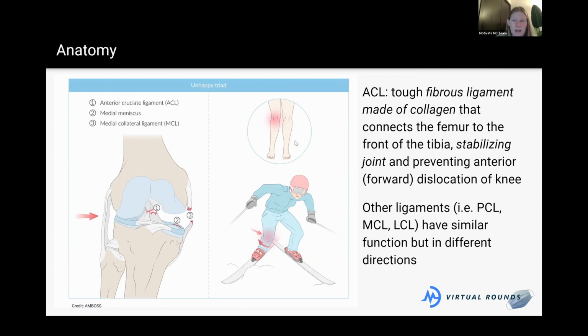Here it's showing the unhappy triad, which is where you get all three of these things at the same time, which can happen. A lot of football players will experience this because of just the contact nature of their sport. But it's where you have an ACL tear, a medial meniscus tear, and an MCL tear. So definitely not ideal.